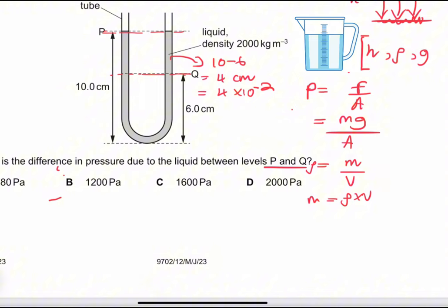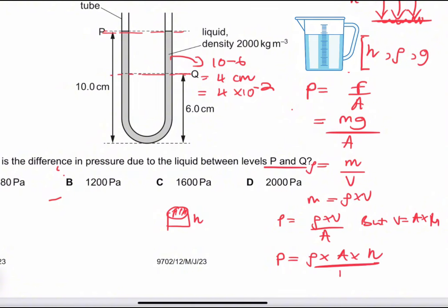So we can substitute the mass. Pressure will actually be density times volume divided by area. But volume is equal to area times height. If you find this area and you know this height, you can find the volume. So your pressure will be rho times A times height h, divided by A, times g. That makes your pressure hρg. So this is where it comes from.